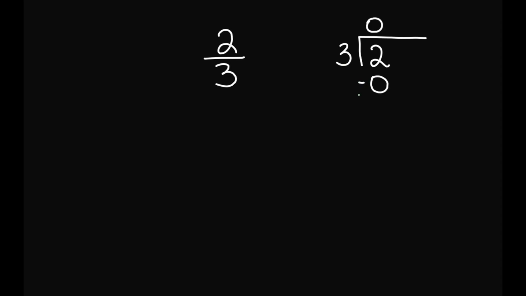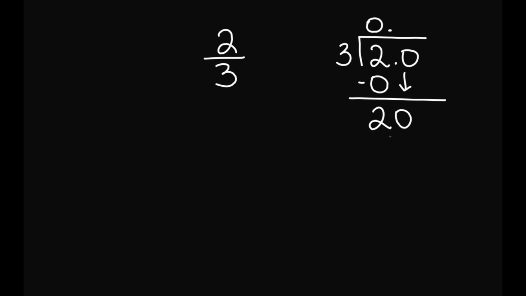So let's try 2 over 3. We have our 3 on the outside, 2 on the inside. 3 goes into 2 0 times. 3 times 0 is 0. 2 minus 0 is going to equal 2. I'm going to add my decimal and my 0, and my decimal here as well. I'm going to bring down this 0.